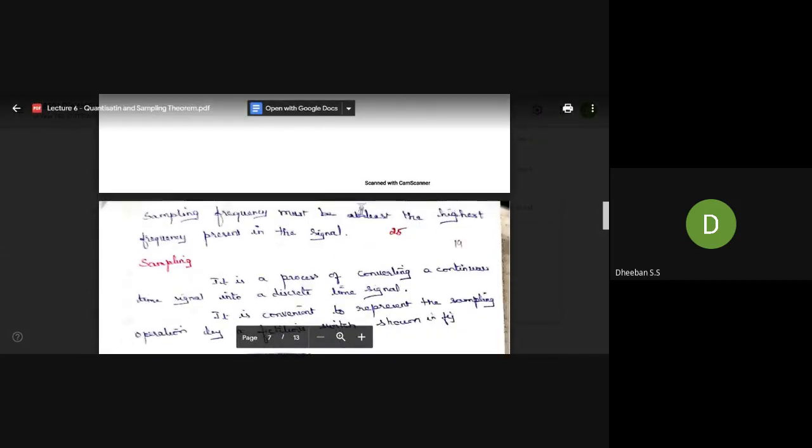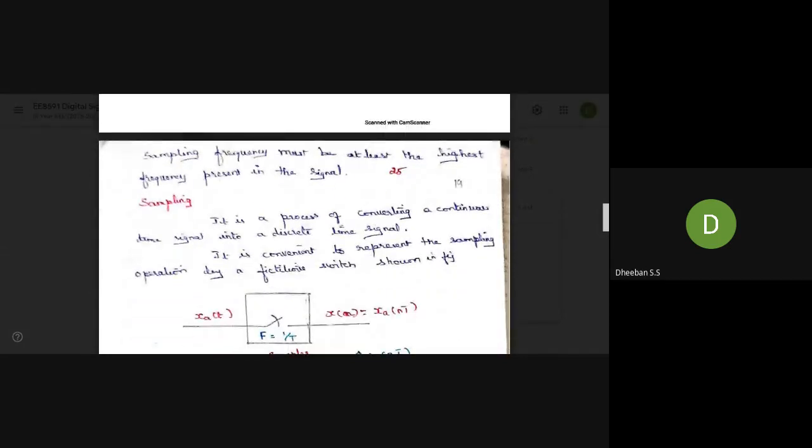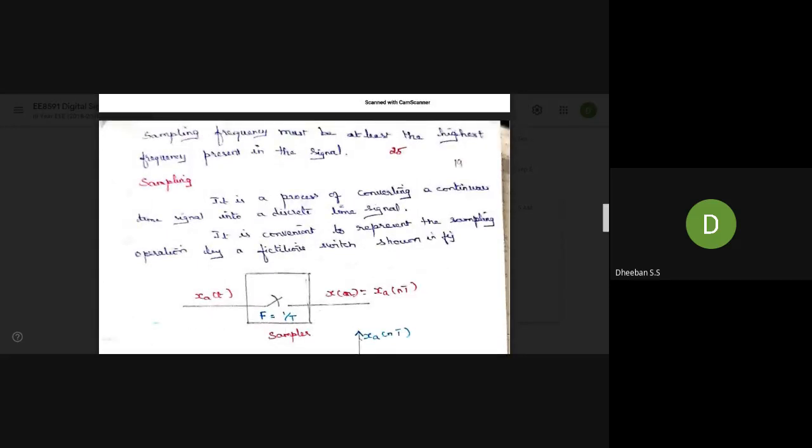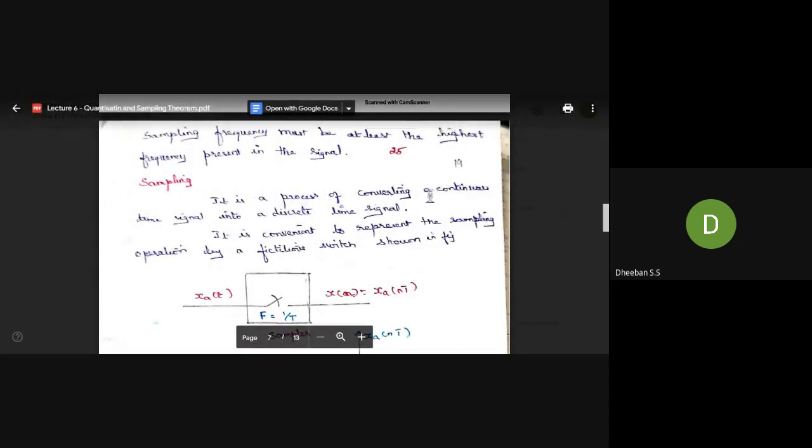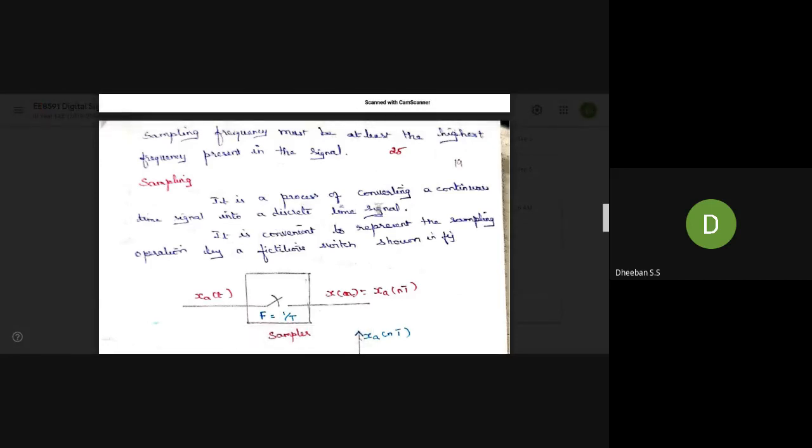So sampling, I have clearly shown in your lecture 2. It is the process of converting a continuous time signal into a discrete time signal. I have given the example of cutting an apple. Cutting an apple, and how we slice it, I have told you in the previous lecture.